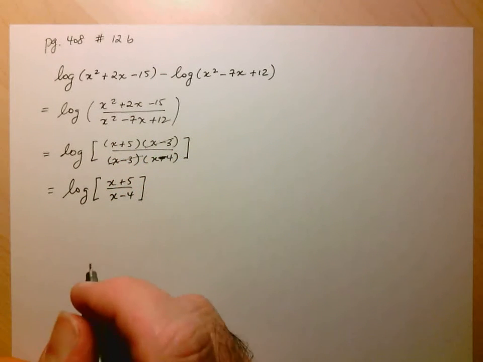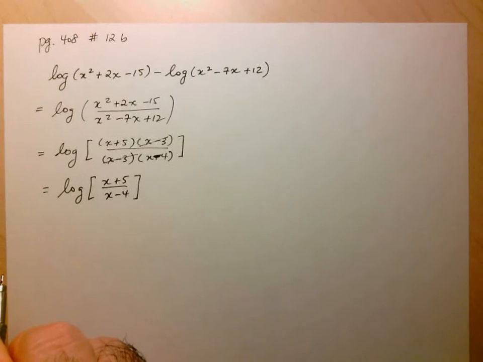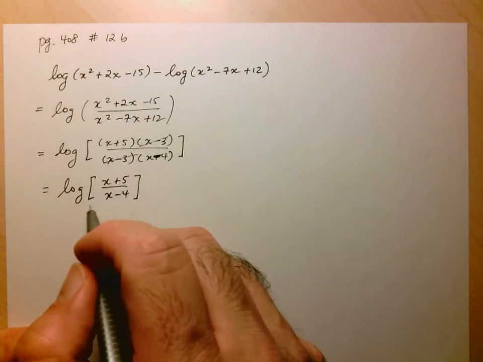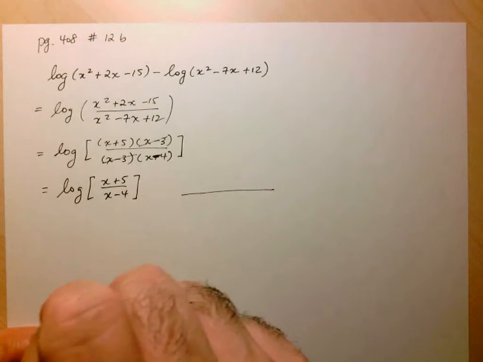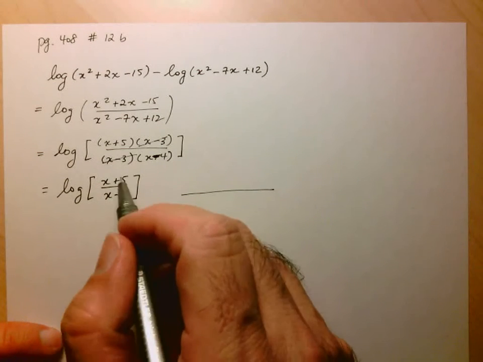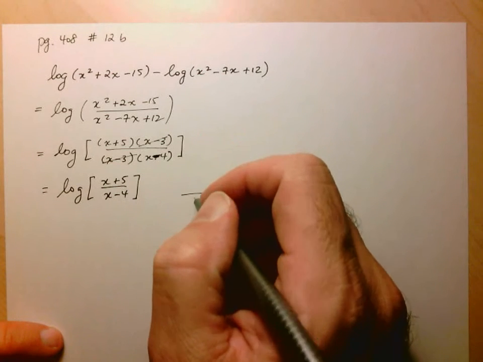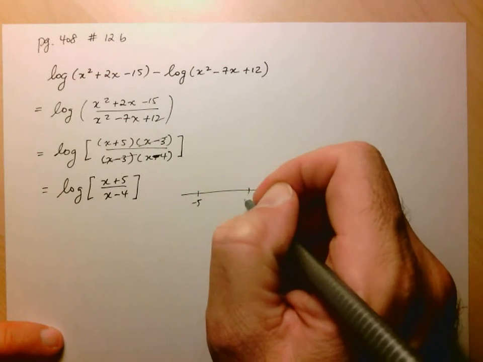Here's a simplification, but of course we know that logarithms cannot accept any inputs. The inputs have to be greater than 0. So this is where again we've got to be careful, because if we just work with this final expression, we need x plus 5 over x minus 4 to be greater than 0. Again, we use the fact that a rational expression can only change sign at its x-intercepts or vertical asymptotes. Here, x-intercept of negative 5, vertical asymptote of 4.